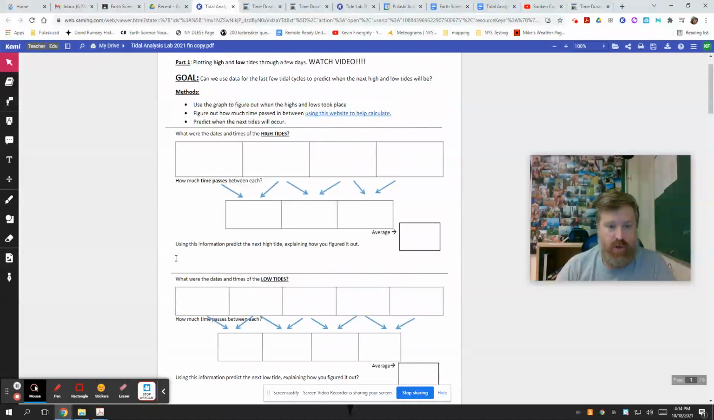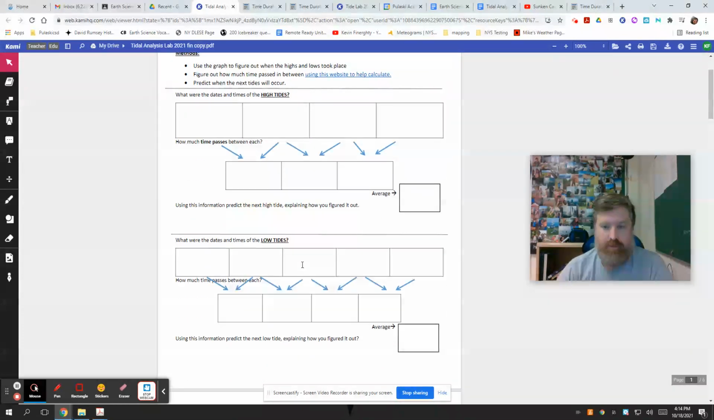That's really all you got to do, with a little bit of explaining here to say, how would you figure out when the next one was? Tell me what time it would be and what time would that occur at. How do you figure it out? That's on you. All right.